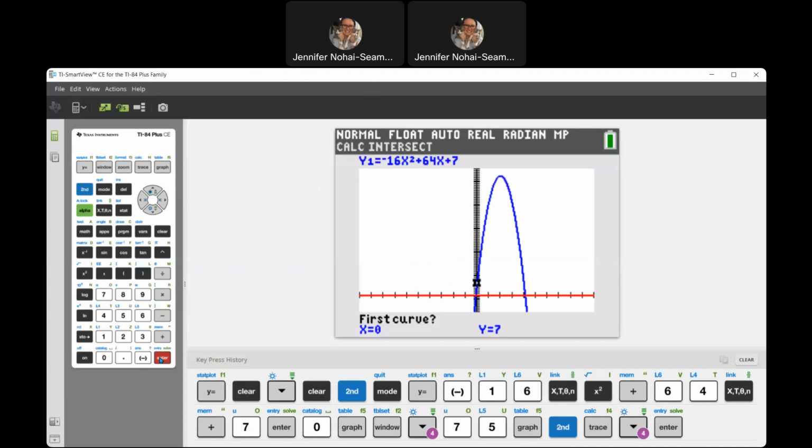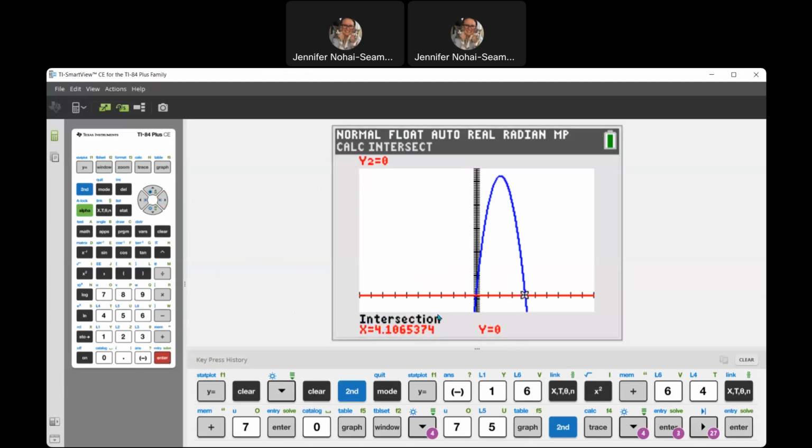It'll say first curve question, yes. Press enter, second curve, yes, enter. Now my guess, I don't want my guess to be here. See that blinking? I don't want it there. I want it over toward the other one. I don't really care about where it launched from right this second. I want to know when does it land. So around there. So then I'll press enter again, and then it'll tell me the intersection is 4.1 comma 0.